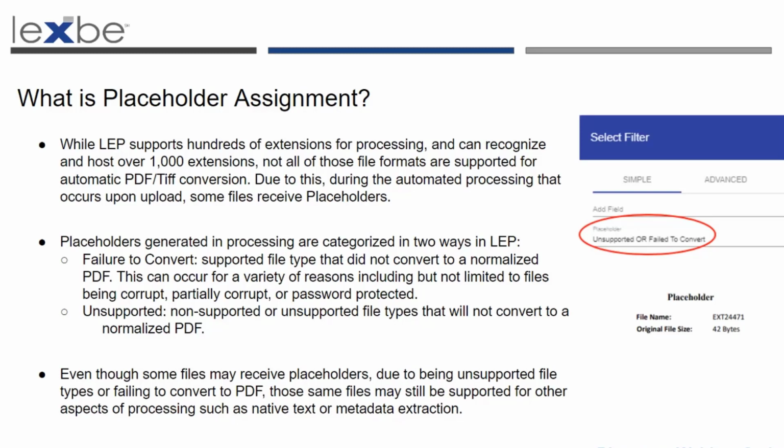Placeholders generated in processing are categorized in two ways in LEP. Failed to convert placeholders indicate that it was a supported file type that did not convert to a normalized PDF, and that can occur for a variety of reasons, including but not limited to files being corrupt, partially corrupt, or even password protected.